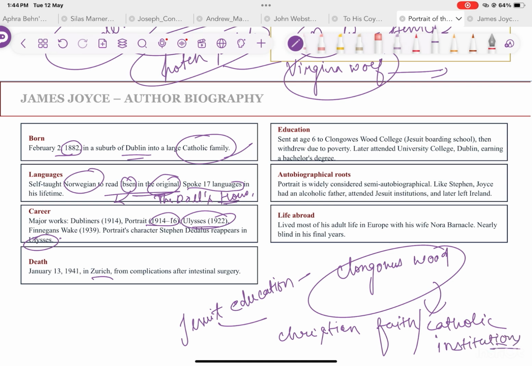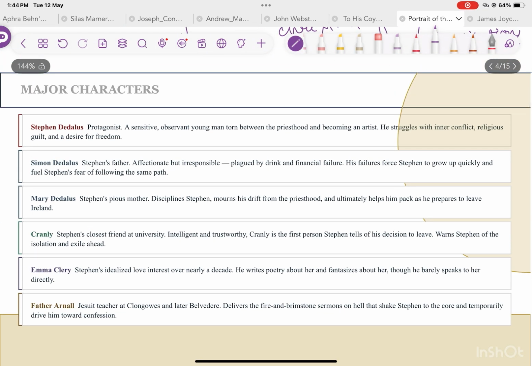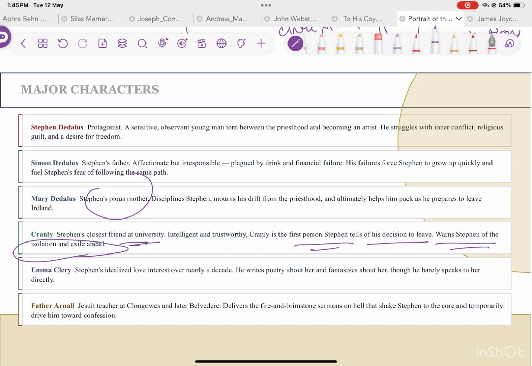So let's move to the major characters. You know Stephen Dedalus, and Simon Dedalus is Stephen's father. Mary Dedalus is Stephen's pious mother, and Cranly is Stephen's closest friend at university. And Cranly is the first person that Stephen tells of his decision to leave, of the isolation and exile. Ahead, we will look at the stories in detail as we move on.